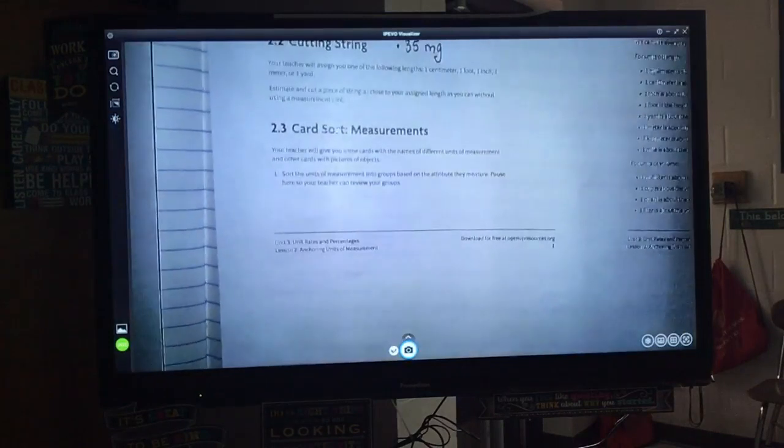Sort the units of measurement into groups based on the attributes they measure. Pause here, and as soon as you feel like you've got it together, I'll come over and check and see if you are correct. Okay? You are cutting these out. I did not cut these out for you because that is entirely too much cutting. All right, so everybody at your table will need a pair of scissors. And if you do not have scissors, there's a drawer in the back that has scissors, but you need to return them when you are done.